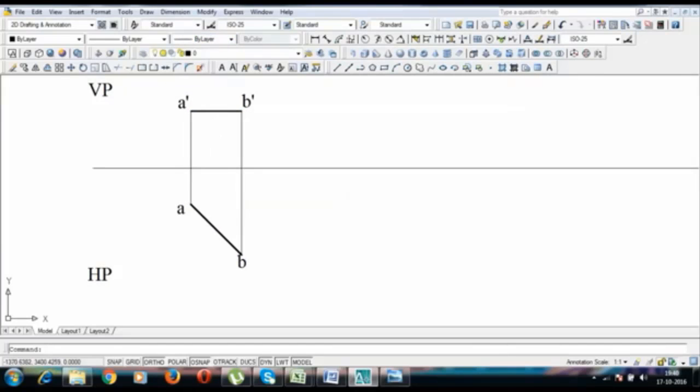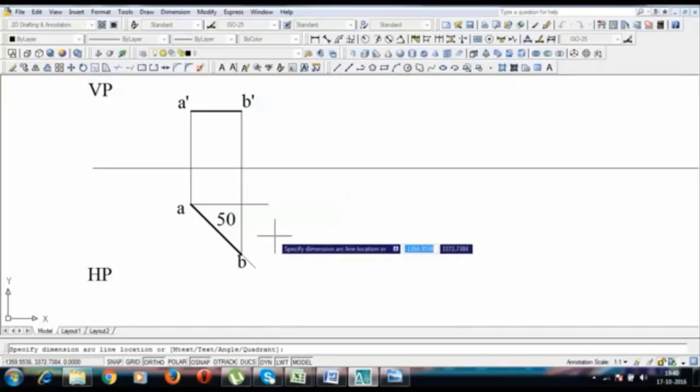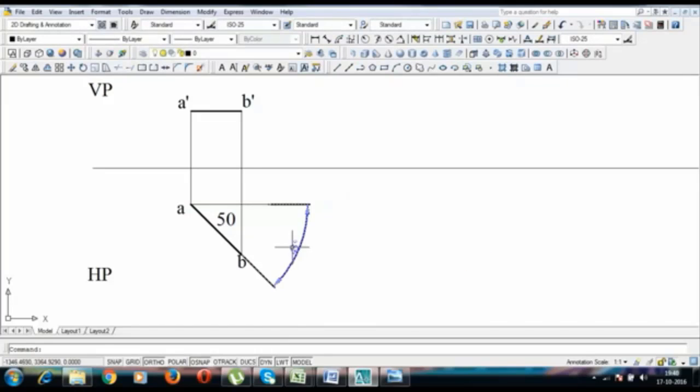One more dimension that we can do is this over here. This is going to be 50 millimeters. And the angle which has been given to us is 45 degrees. Well, that's it. That's how you prepare the drawing for a line which is inclined to the vertical plane and parallel to the horizontal plane.